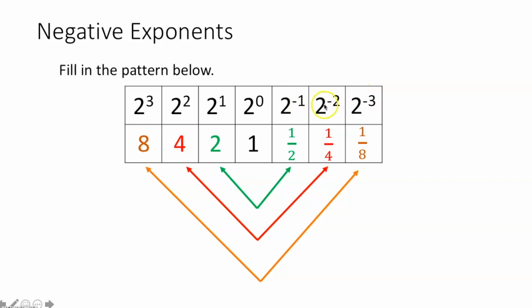Now, can you see a pattern with what's happening with our negative exponents? What does a negative exponent do? Well, it actually evaluates that base at that exponent and then flips that fraction. So 2 to the first equals 2. 2 to the negative first equals 1/2. 2 to the second equals 4. 2 to the negative 2 equals 1/4. And 2 to the third equals 8, which means 2 to the negative third equals 1/8.